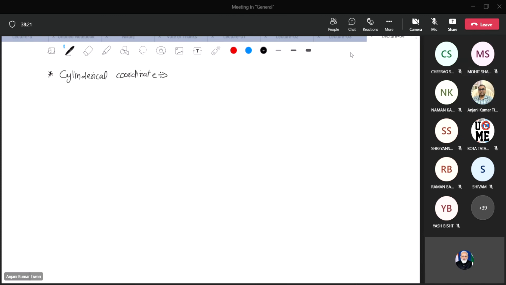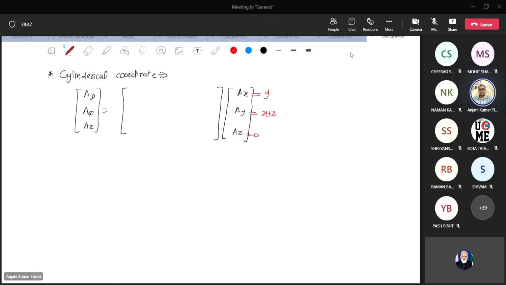cylindrical coordinate. So again, it is very simple because we have the machinery now: A rho, A phi, A z. These are the components along the rho, phi and z direction. There is a transformation matrix, and then Ax, Ay, Az, and this is y, this is x plus z, and this is 0. So what is the transformation matrix? Cos phi, sin phi, 0; minus sin phi, cos phi, 0; 0, 0, 1.